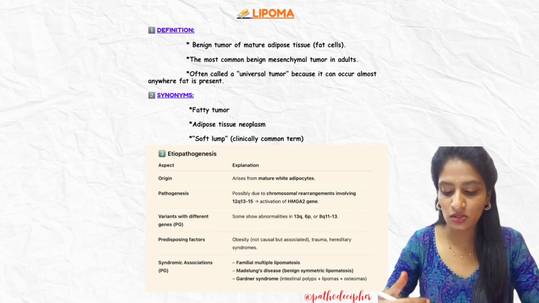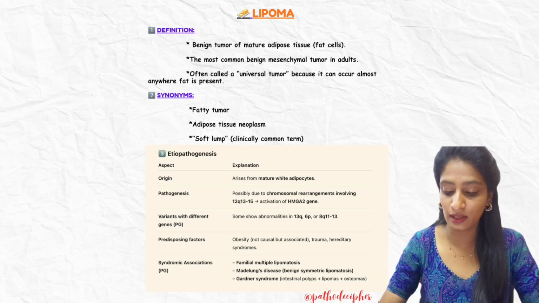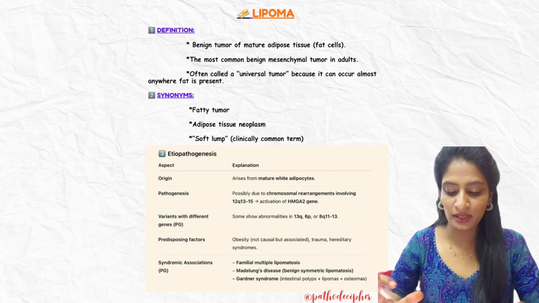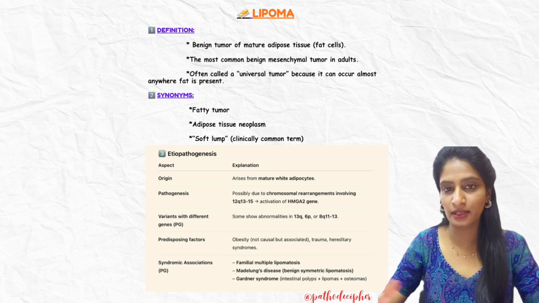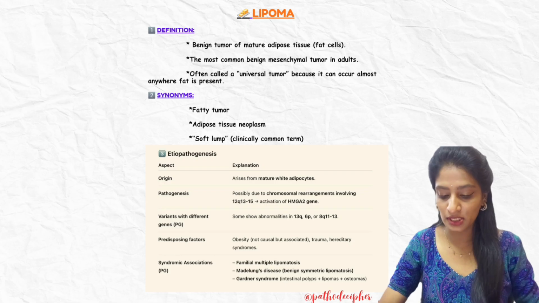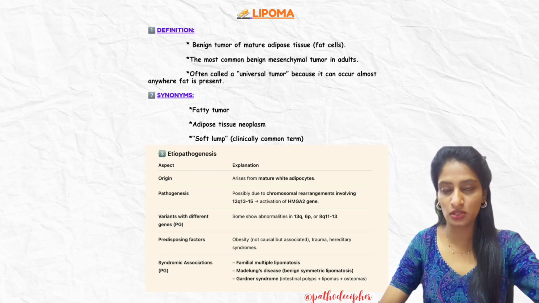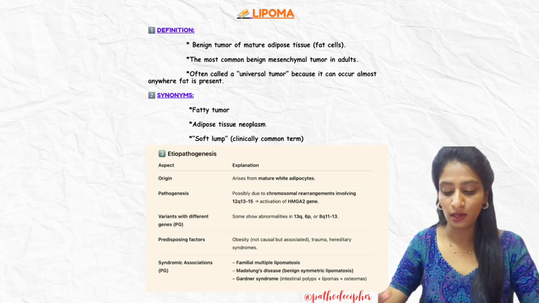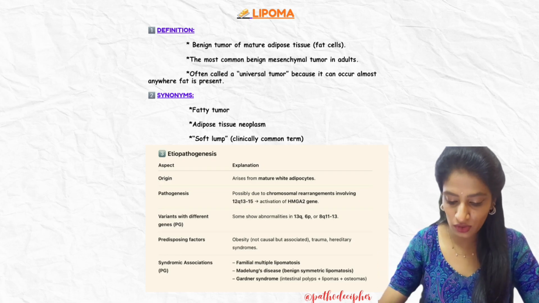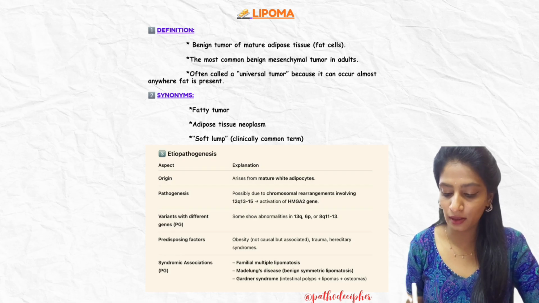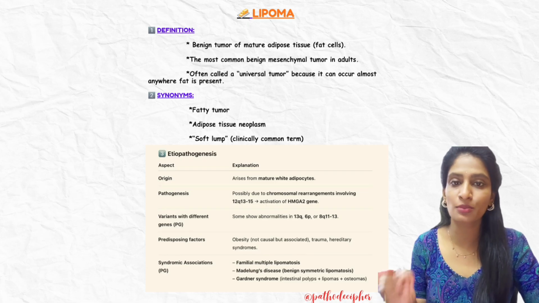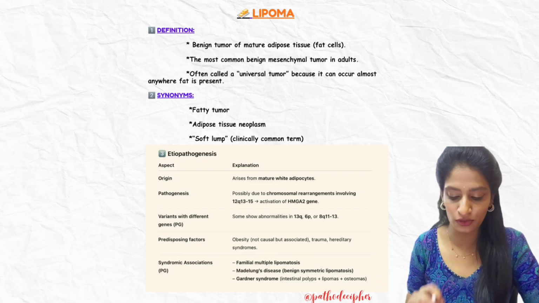So coming to the variants, it also involves different genes, like chromosomes 16, 13q, 6p, 8q, 11, 13. So all of these are involved. Certain lipomas will have certain fat bodies, right? Like that, you have obesity and trauma, and hereditary syndromes which are associated with lipoma. Syndromic associations are also commonly seen, like familial multiple lipomatosis, Maitland's disease, that is benign symmetric lipomatosis, and also Gardner syndrome, where it also presents with intestinal lipoma along with osteoma.